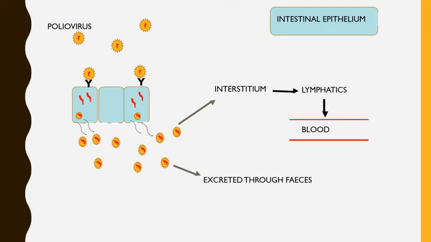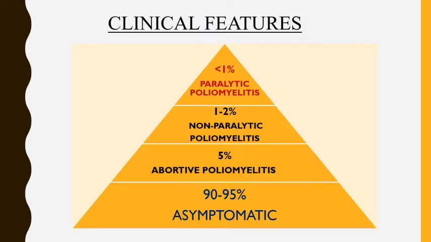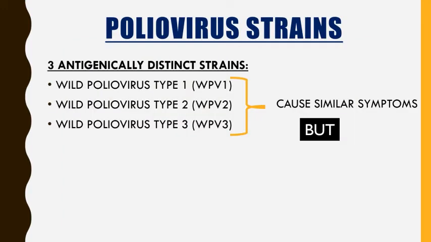Once the cell gets lysed, new viruses are released, which partly gets excreted through the feces, while the remaining enter the bloodstream via lymphatics. The spectrum of clinical features caused by poliovirus varies from 90 to 95% being asymptomatic to less than 1% developing paralytic poliomyelitis. There are three antigenically distinct strains of poliovirus.